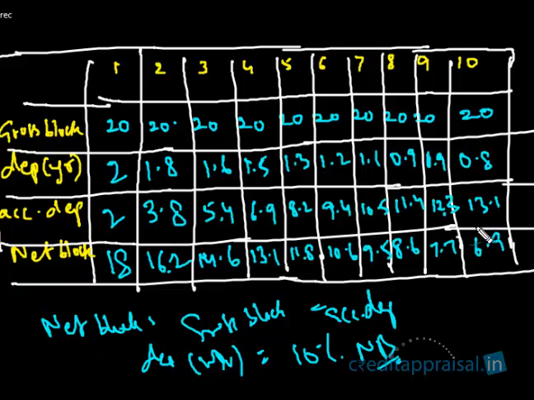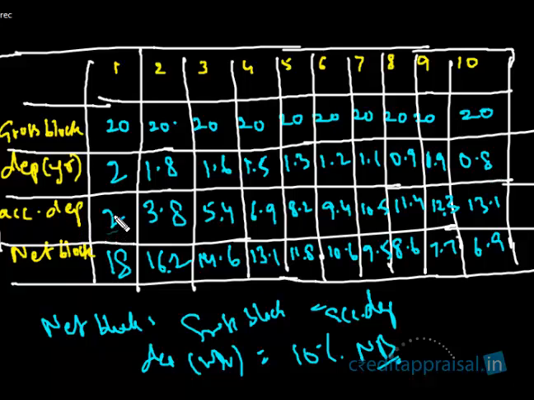So if you do the calculation, this is how the table will look. Right? The depreciation will be decreasing. Every year it will be decreasing by some amount because the net block is decreasing. So initially it will be 2 in the first year, then 1.8, 1.6, 1.5, and so on, and finally at the end of the 10th year it will be 0.8, right?